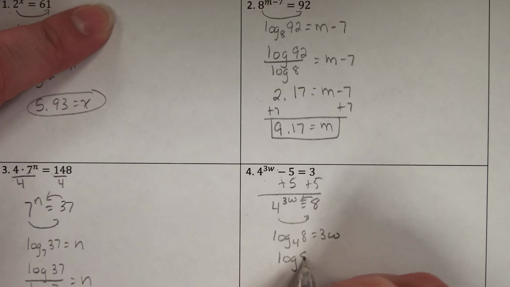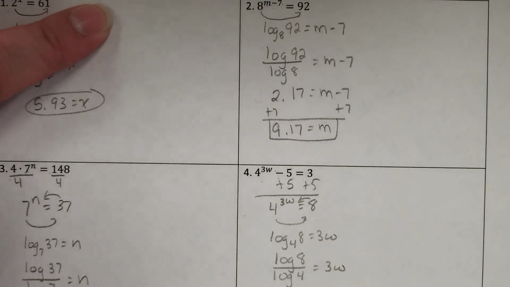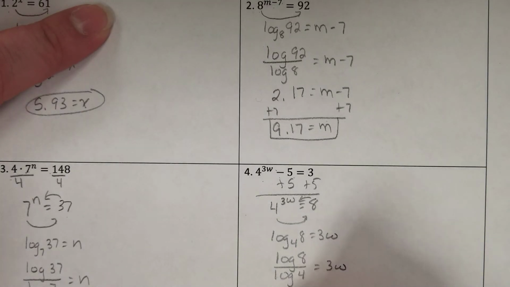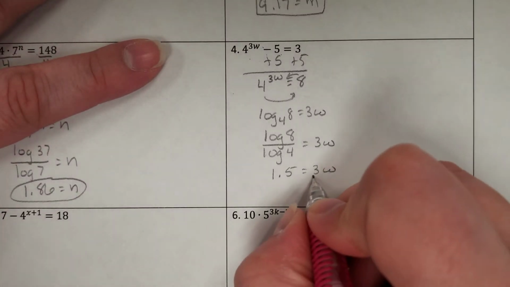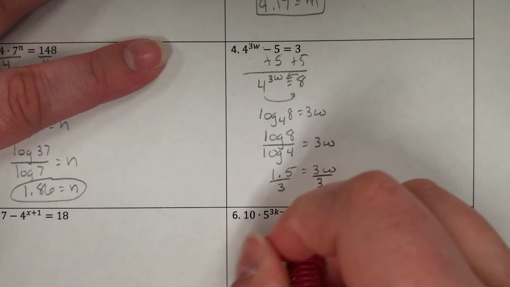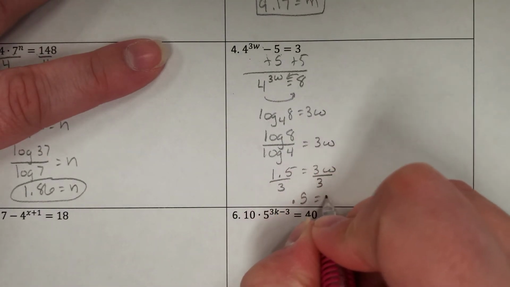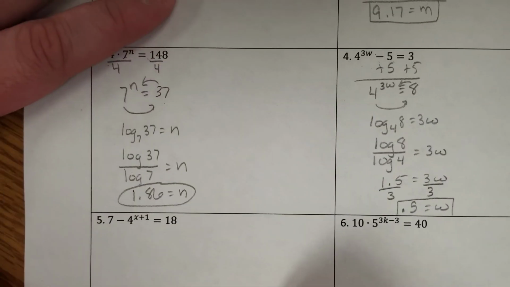So then we do change of base. So log of 8 divided by log of 4 equals 3w. So we have 1.5 equals 3w. And then we just divide both sides by 3. So 0.5 equals w. There we go.